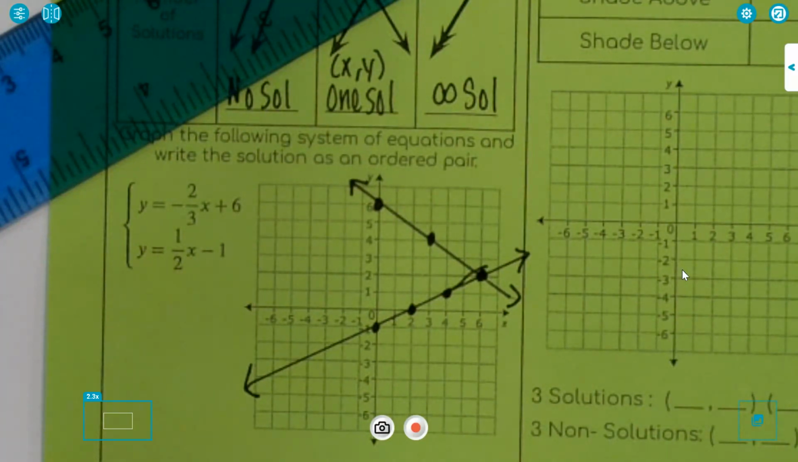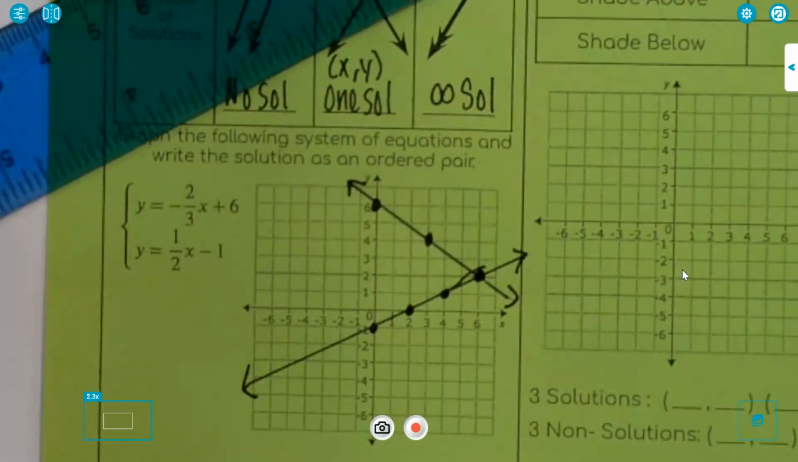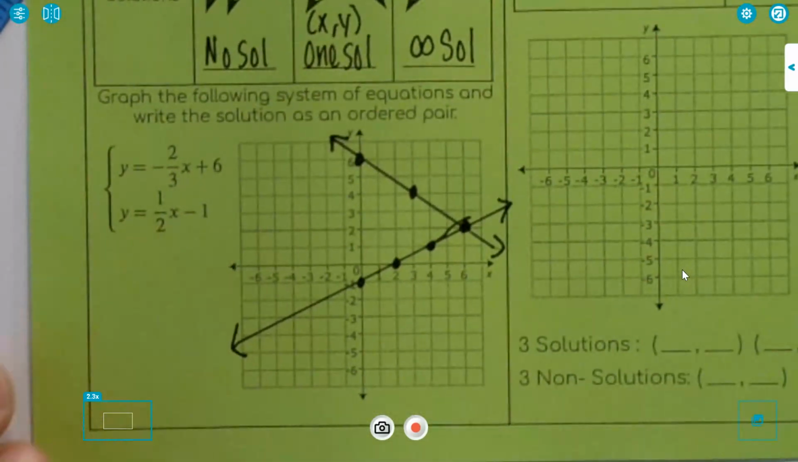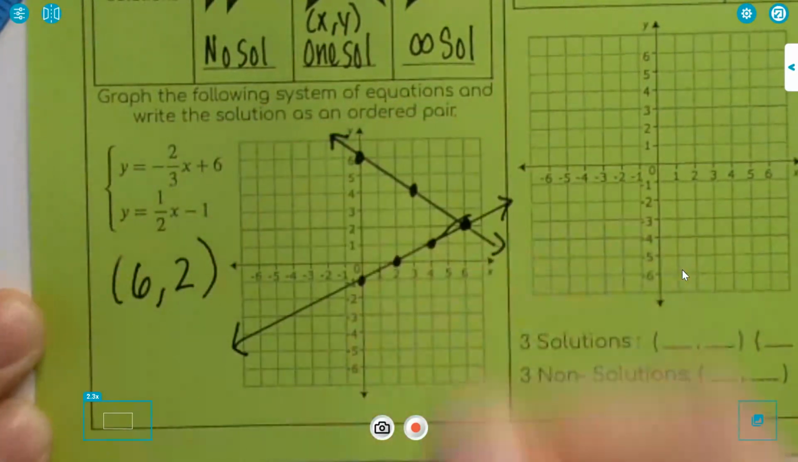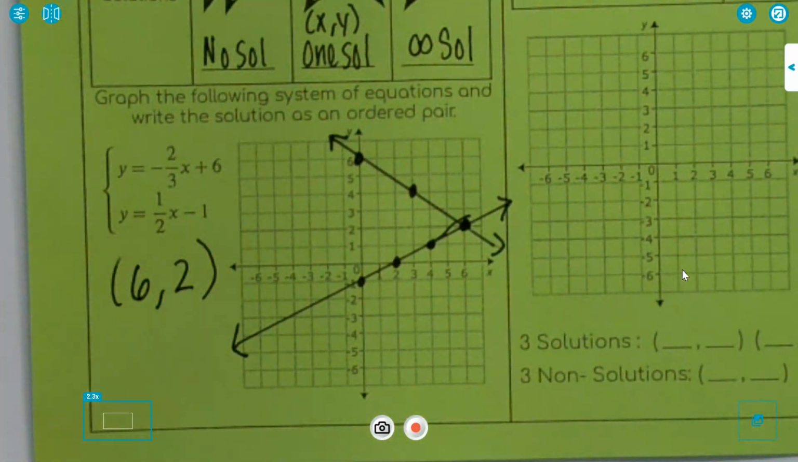Okay, what is the solution of that system? 6, 2. So we go over 6, up 2. Write it as an ordered pair. Make sure x always goes first.